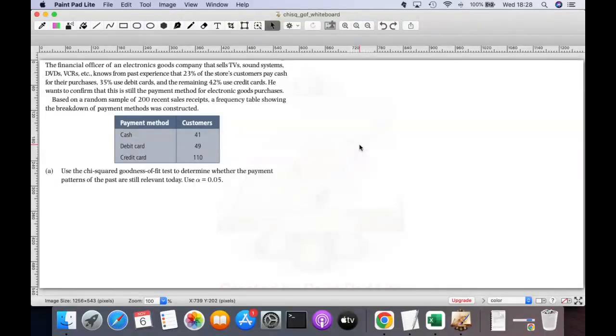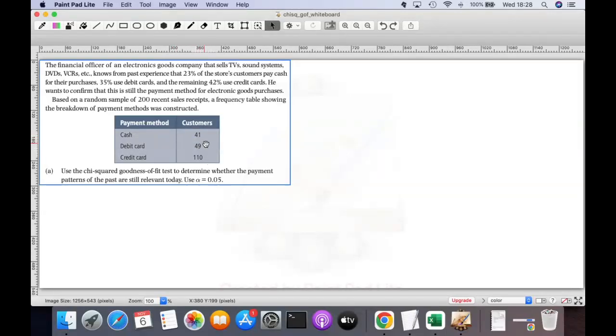The financial officer of an electronics goods company that sells TVs, sound systems, etc., knows from past experience that 23% of the store's customers pay cash for their purchases, 35% pay by debit cards, and the remaining pay by credit cards. So you want to confirm that the payment method distribution is still the same. They've taken a sample of 200 customers and looked at what payment methods they use.